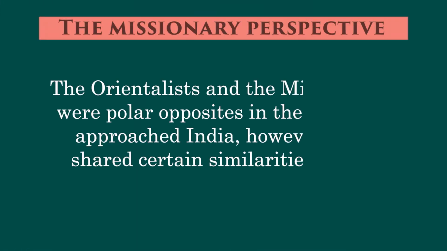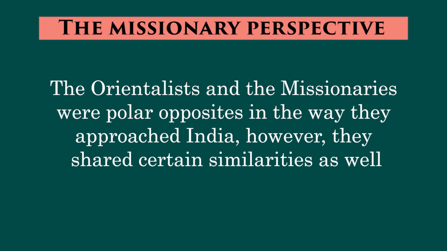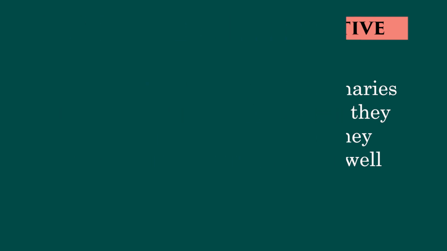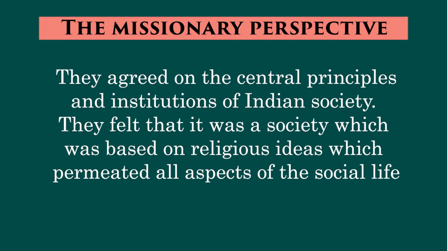Now, what was the difference between the Orientalist perspective and the missionary perspective? The Orientalists and the missionaries were considered to be polar opposites in the way in which they approached India. Though there were certain similarities too, they were polar opposites. Now, what were the similarities? The similarities were that both these perspectives agreed on the principles and institutions of Indian society. They felt that Indian society was a society which was religious, and religion permeated all aspects of social life.